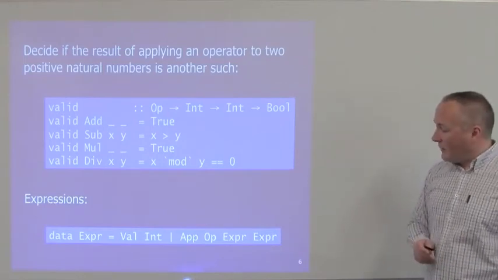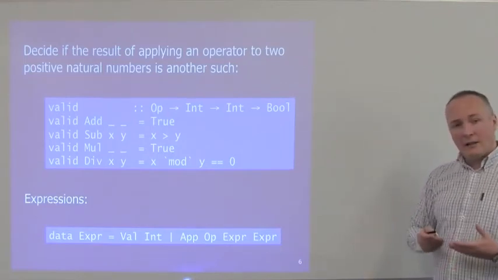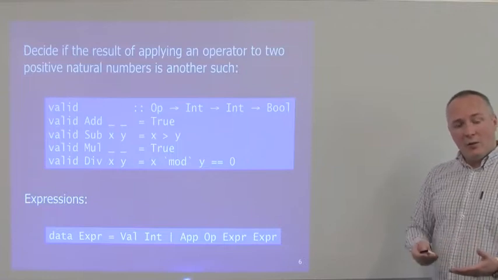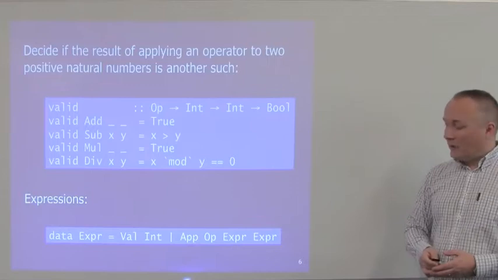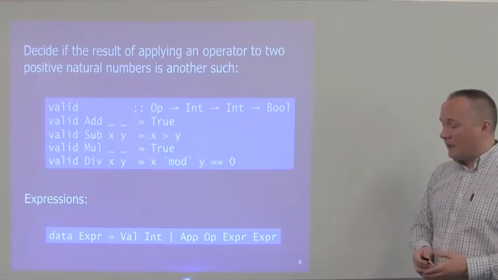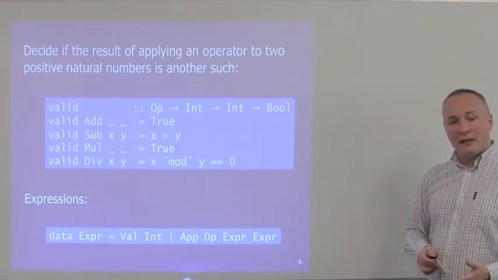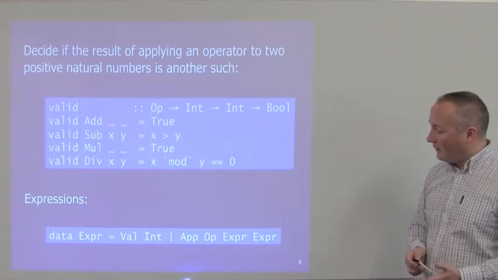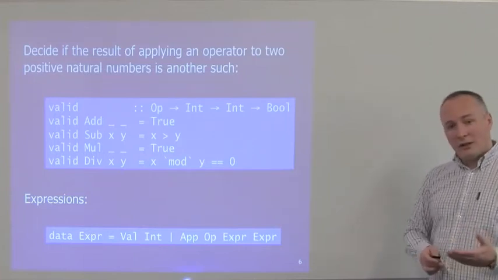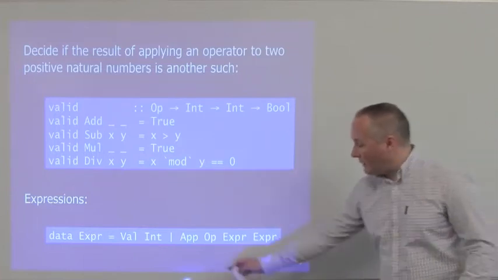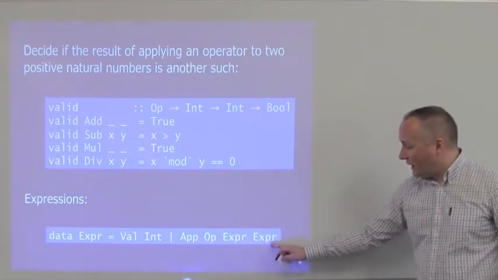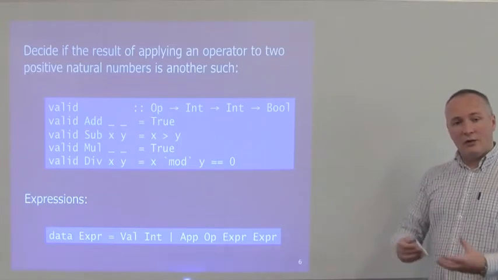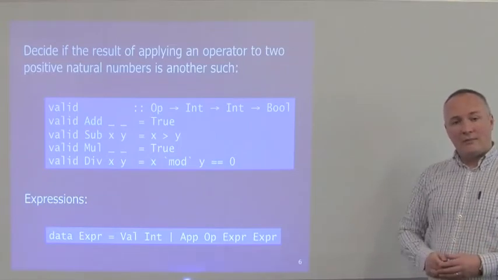So if you think about what's being defined here, again, it's a data type. Think about what kind of things are being defined. Here we have three things being defined. We're defining a new data type called expr, and two new constructors for the data type. One called val, which takes an integer and builds you an expression, and one called app, standing for application, which takes an operator, an expression, and then another expression, and then builds you a new expression.